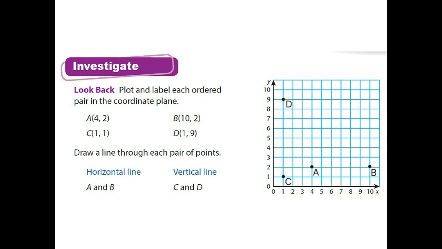Alright, so we've got A at 4, 2, B at 10, 2, C at 1, 1, and D at 1, 9. And then it wants us to draw a line through each pair of points, so the horizontal line A and B, and the vertical line C and D. So here's what that would look like.